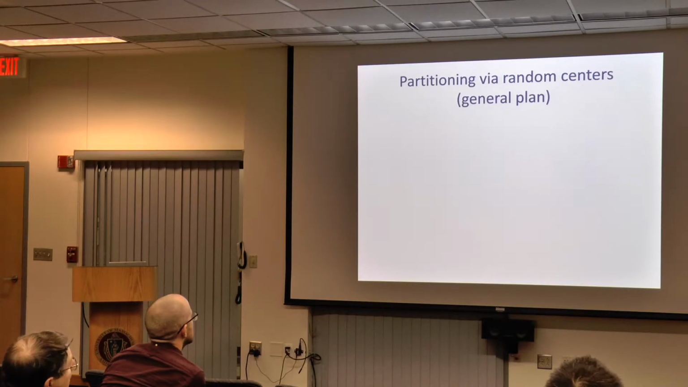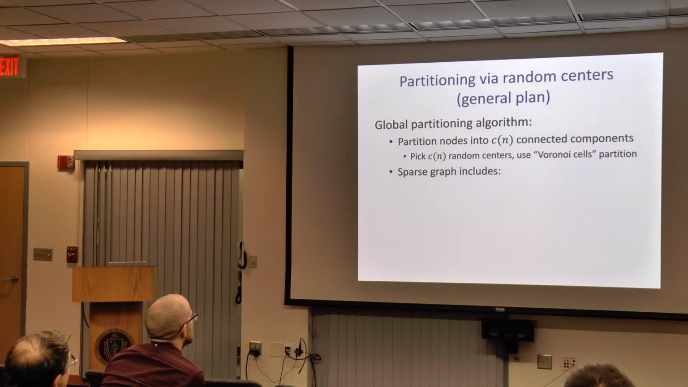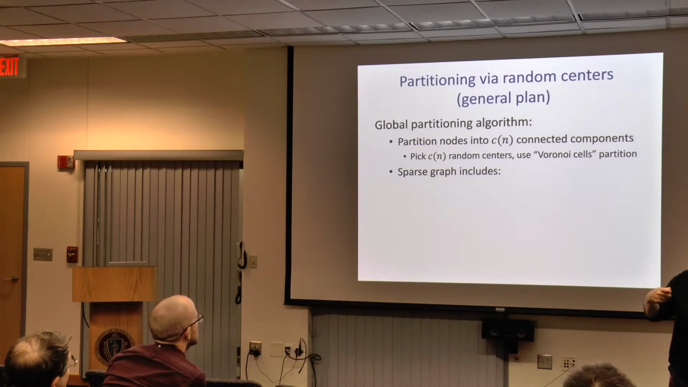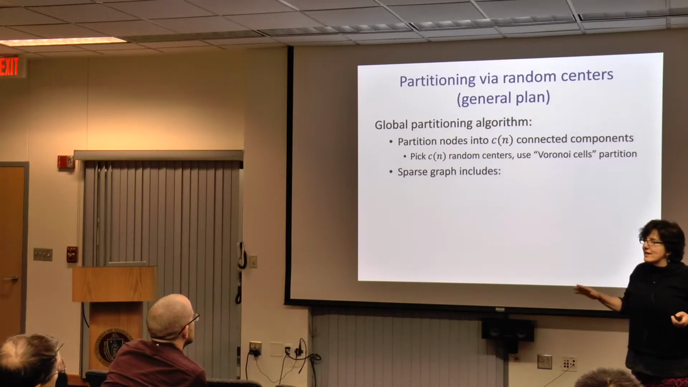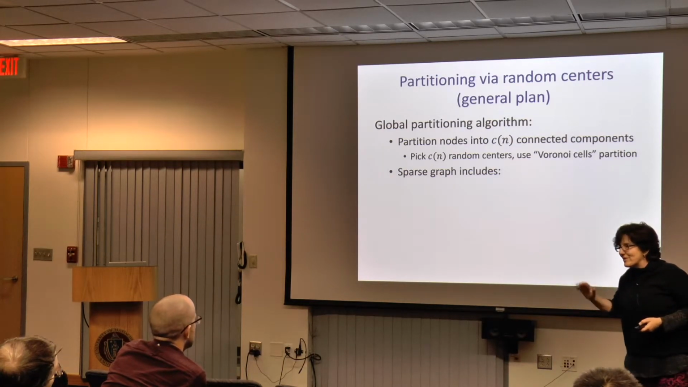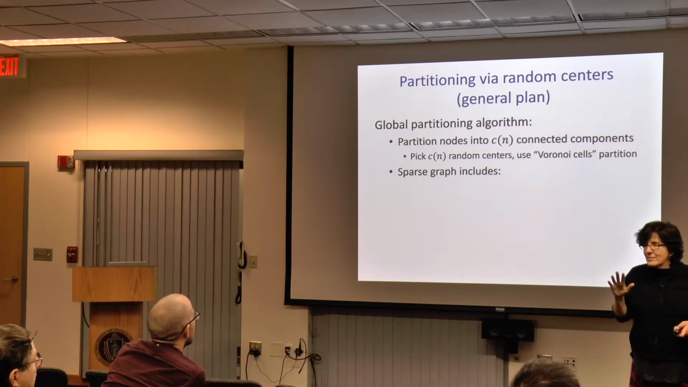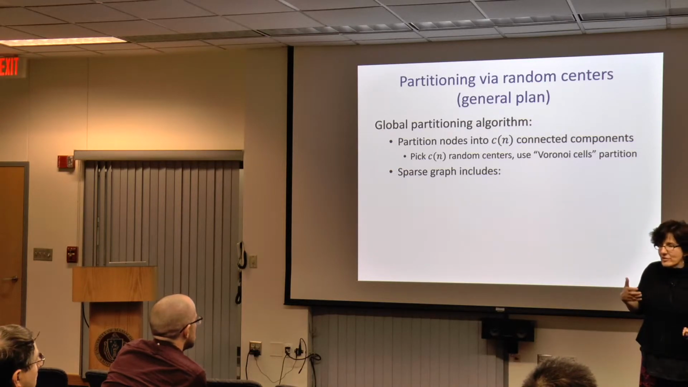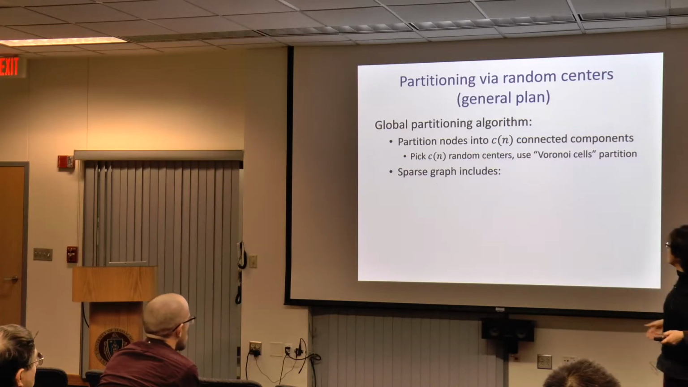And here's the general plan. First I'm going to describe to you a global algorithm, and then we're going to figure out how we could simulate it locally. Globally, what we want to do is randomly pick something like, let me just blow the punchline already, square root n random nodes. So every node picks itself with probability 1 over square root n, which means I get about square root n centers, maybe a little more, okay?